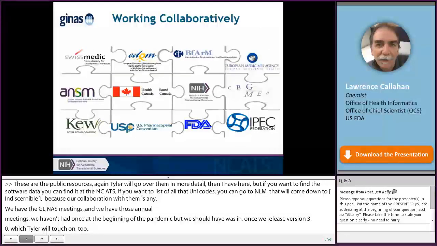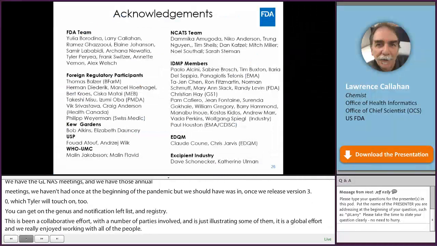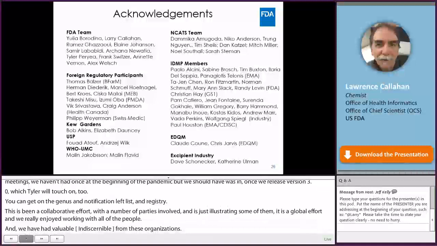Again, this has been a real collaborative effort with a number of parties involved, and this just illustrates some of them. And again, it's a global effort, and we really enjoyed working with all the people, and we've had valuable contributions from each of these organizations. And again, this just shows the FDA team and the current NCATS team. These are the IDMP members, and there's some members that I missed, and I apologize for that. But again, there's been a lot of foreign regulatory participation in this. And we've worked with Kew Gardens on how to represent plants, and we've worked with USP with impurities and other things, and of course with UMC with vaccines and things like that.